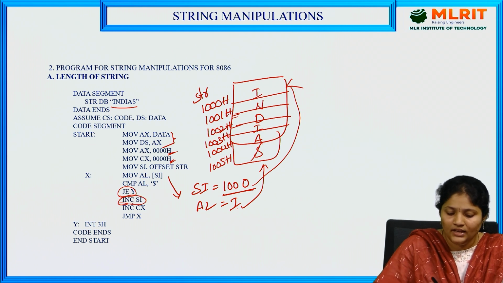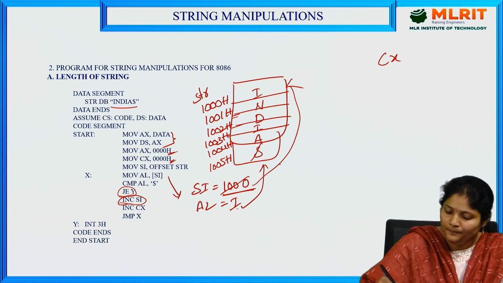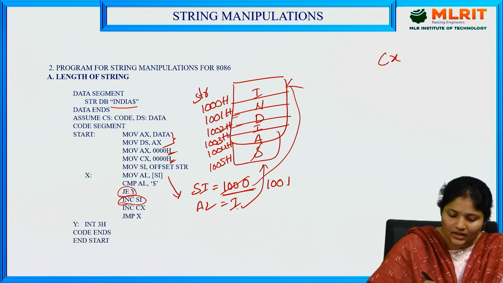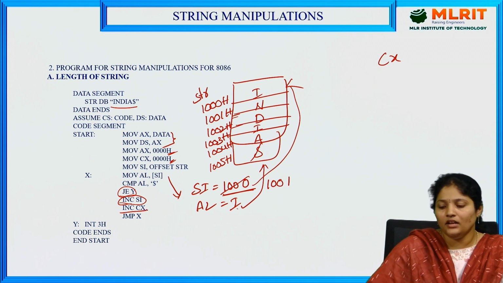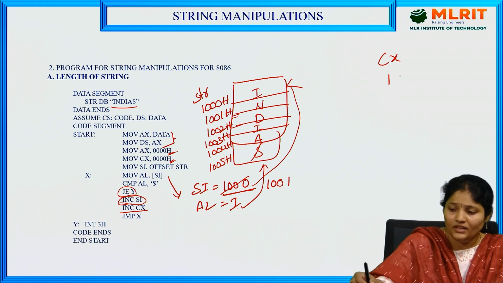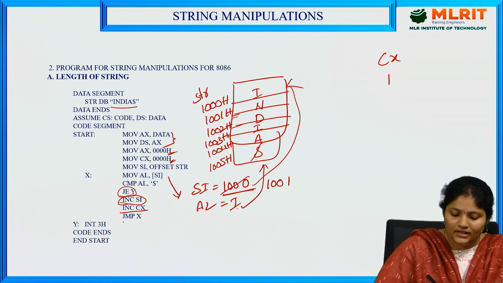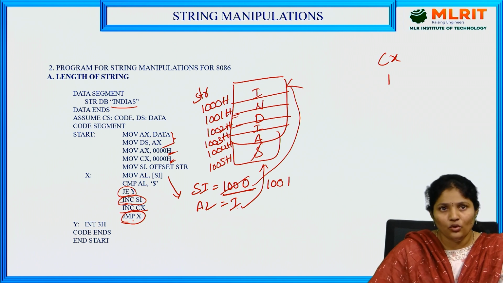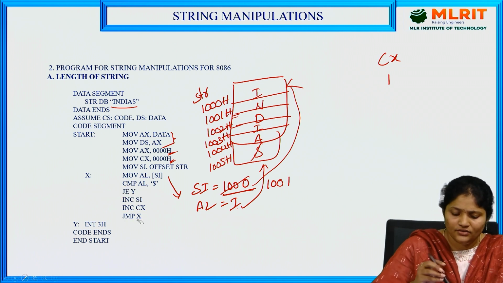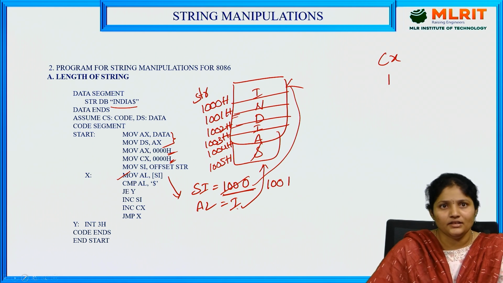What is it? Increment SI. So SI will be incremented to the next location, and increment CX. Previously we already set the length register CX to 0. So increment CX, it will get 1. Next, jump to X. There is no condition in this particular instruction. It will jump to the label X.